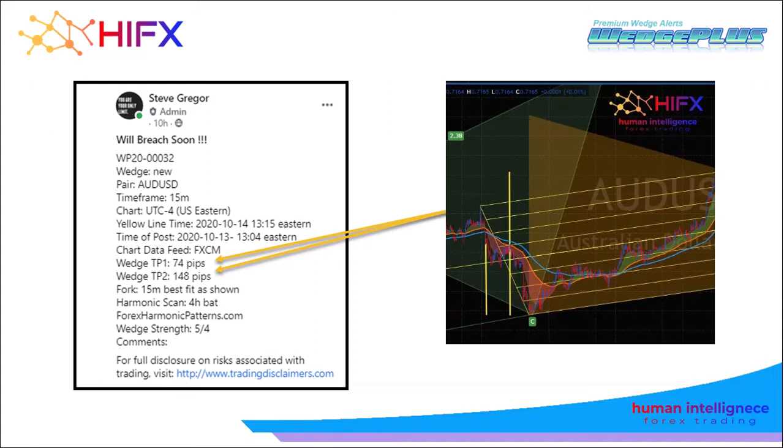So as you can see in this particular wedge post, at the back end of the wedge, there's the big stick, which represents TP2, and the smaller stick, which represents TP1. And there you have the pippage that they correspond to on your alert information, which would be in this case 74 and 148 pips.